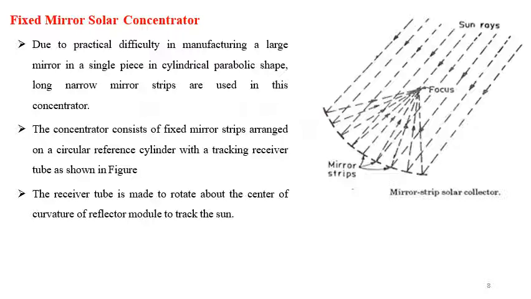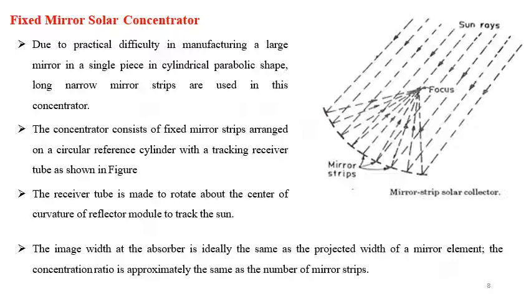Alternatively, as mentioned in the parabolic type, the mirror strips may be fixed and the collector pipe moved continuously so as to remain on the focal line. The image width of the absorber is ideally the same as the projected width of the mirror element. So the concentration ratio is approximately the same as the number of strips used.